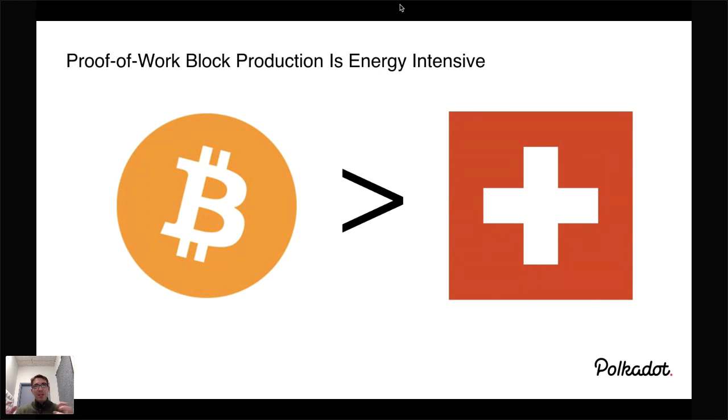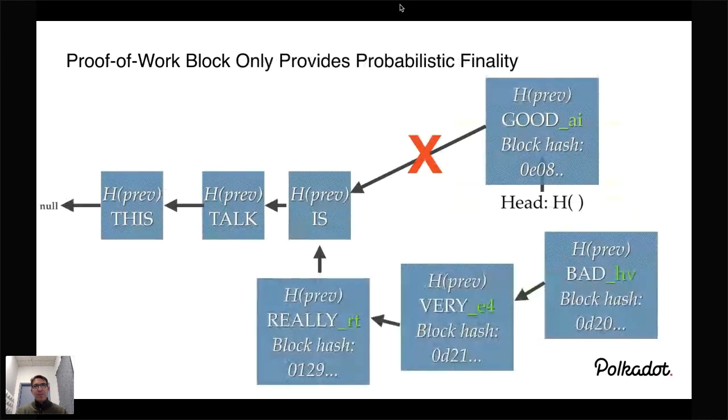As there's a competition, as more and more people join, Bitcoin has a way of modifying how much work you have to do so that blocks are always produced in 10-minute increments or thereabouts. And so it can only use more and more electricity. So it's very energy intensive.